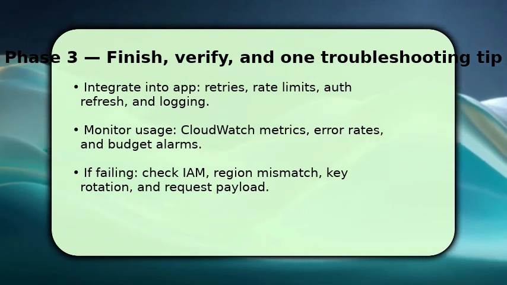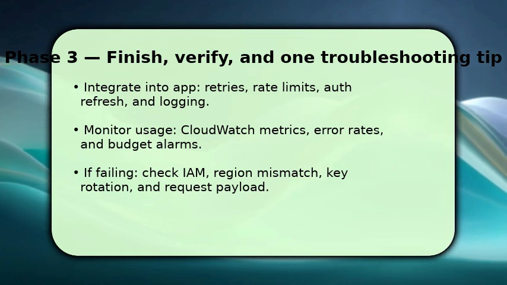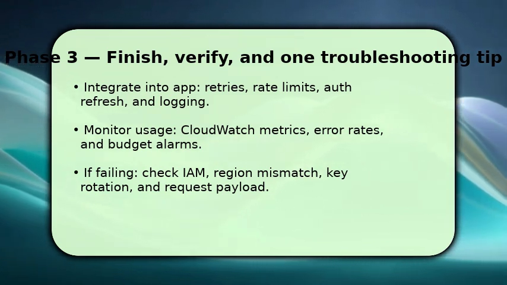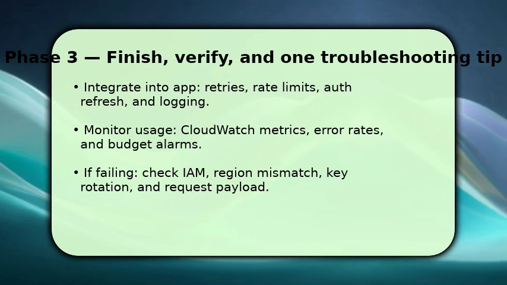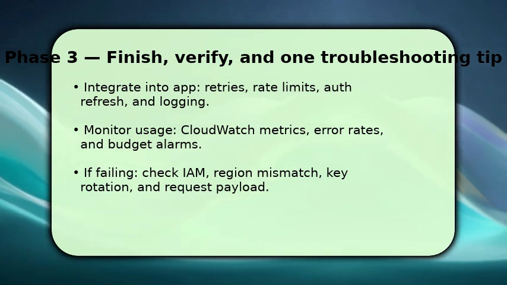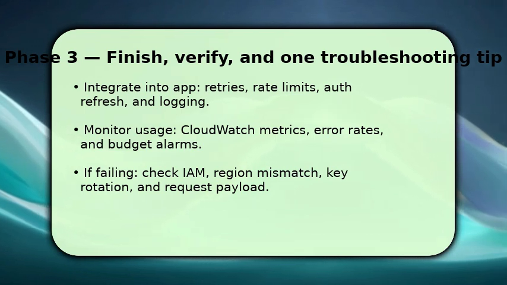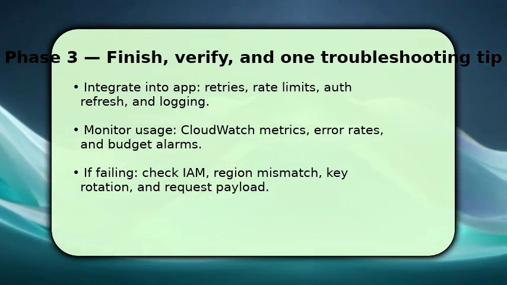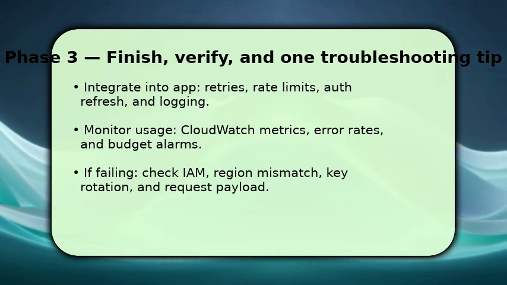If something breaks, check 4 common causes: IAM permissions, region or endpoint mismatch, rotated API keys, and malformed request payloads. Address those in order, and replicate the failing request locally to iterate quickly. This is the fastest path to resolution.